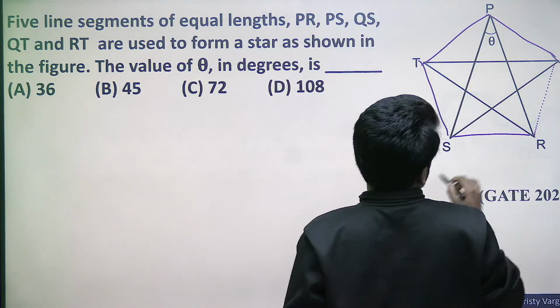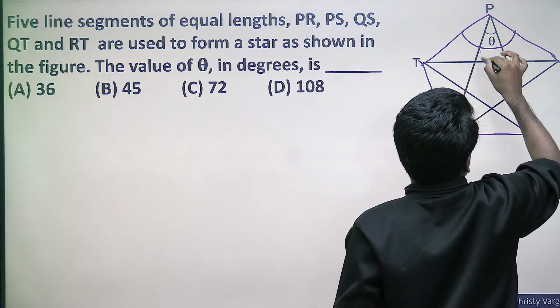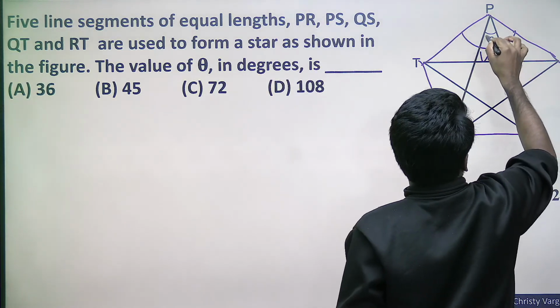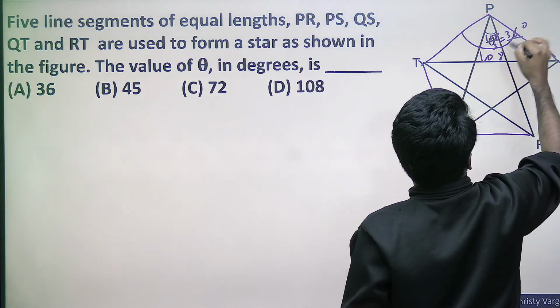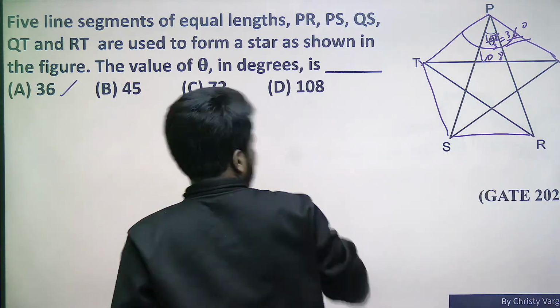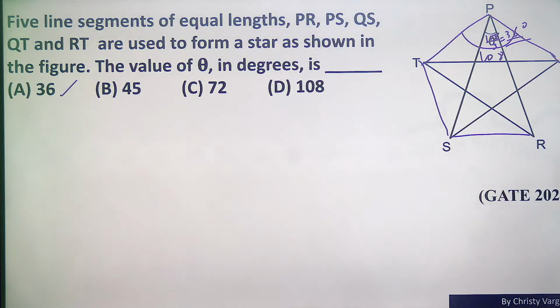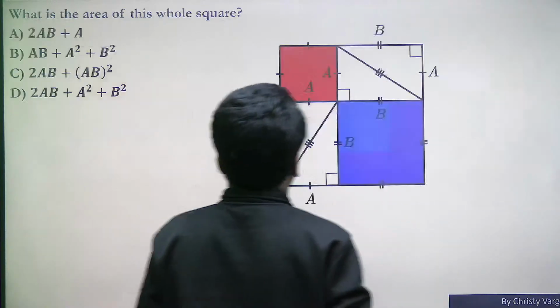Question में क्या पूछा है? ये theta value. So ये पूरा 108 है. So ये theta value 108 का 1/3 होगा. 108/3 is 36 degrees. So 36 is the answer, option A. I hope that is clear. Then coming back to more different questions.